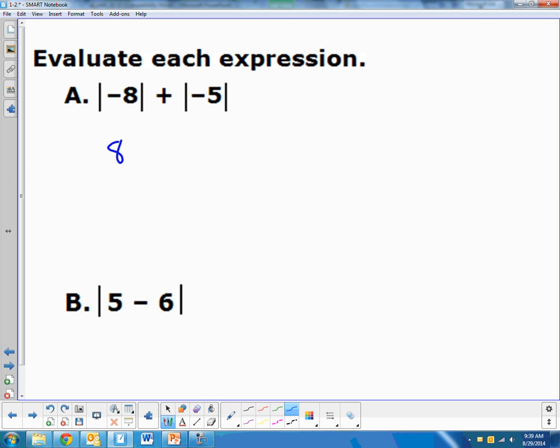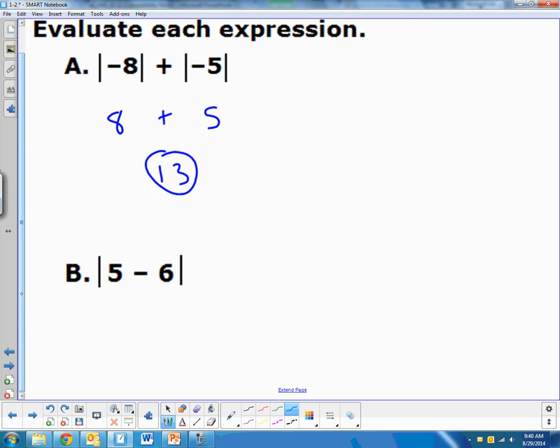Absolute value of -5, well, we just did that. -5 is 5 away from 0. We can add those together. 8 plus 5, what is that going to give me? 13? There you go, 13. Done. Got my answer.